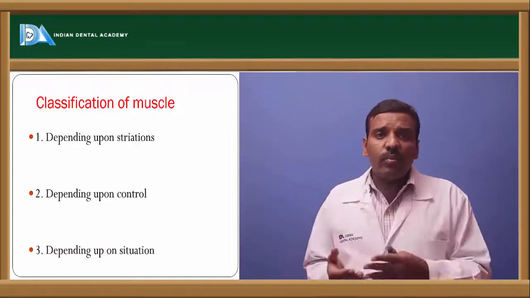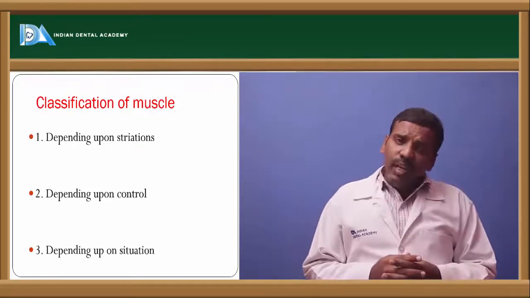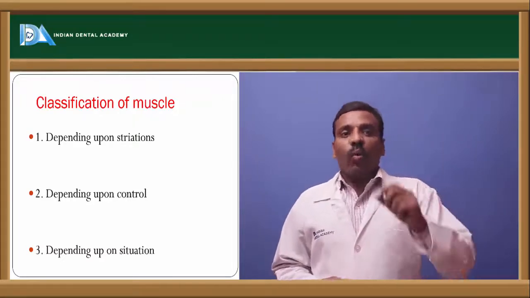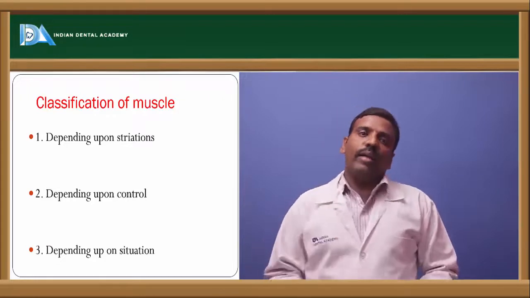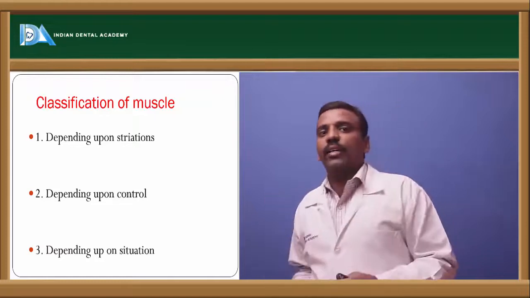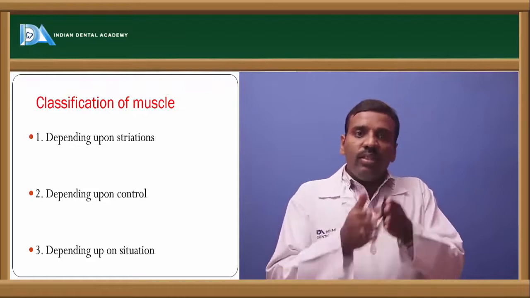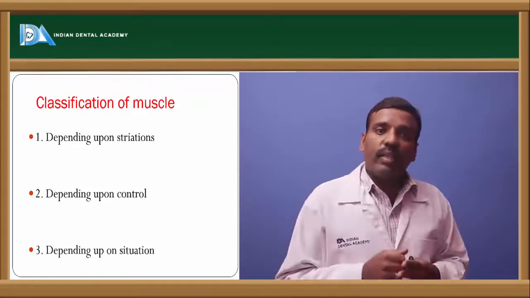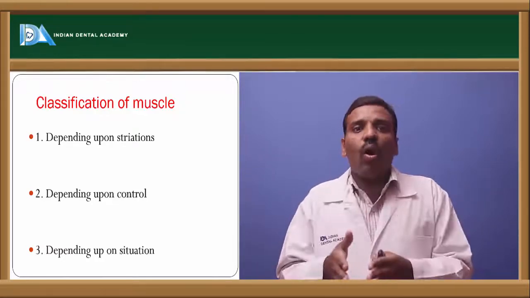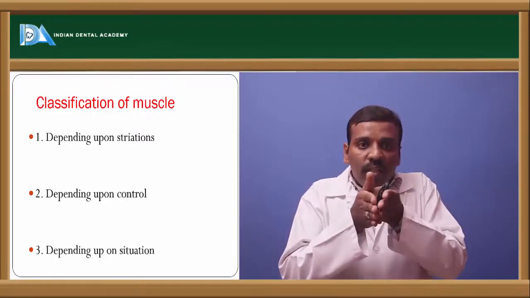Next, the classification depending upon the control. Depending upon the control or the movement, there are two types of muscles: voluntary muscle and involuntary muscle. First, the voluntary muscle. The muscle which we can control is called voluntary muscle, meaning it is under the control of the brain and the CNS.